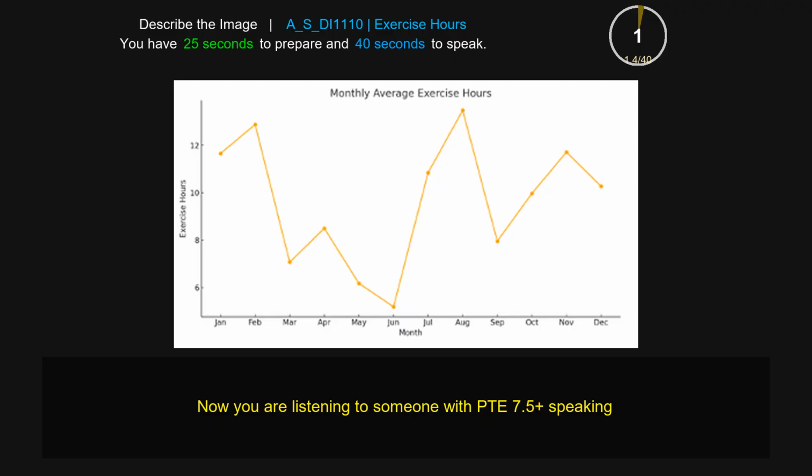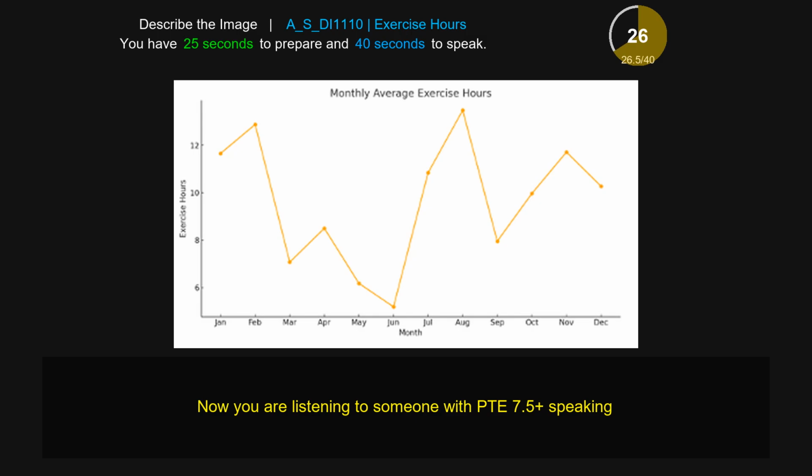This picture shows a line chart which is about monthly average exercise hours. By the picture you can see different months from January to December such as June and July, and different numbers from 6 to 12 such as 8 and 10. August has the highest monthly average exercise hours which is more than 12, and June has the lowest which is around 6 in yellow color.